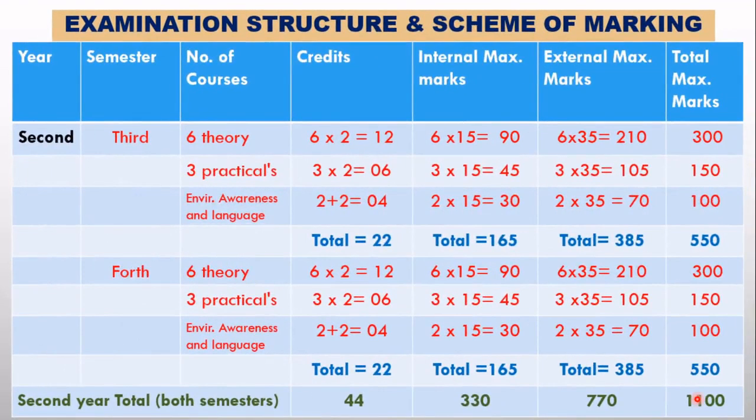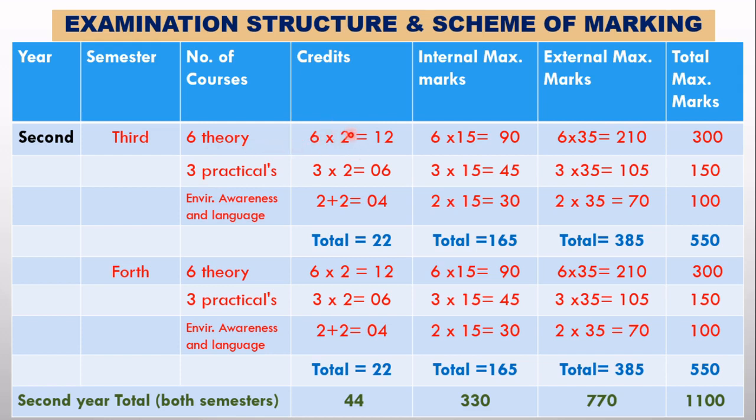Now for the second year, there will be another pattern. Here you can see there are also 2 semesters, 6 theory papers, because for the second year we have to select any 3 subjects or any 3 core courses. Out of those core courses, 6 will be theory papers and 3 will be practical, meaning each core course contains 2 theory papers and 1 practical paper.